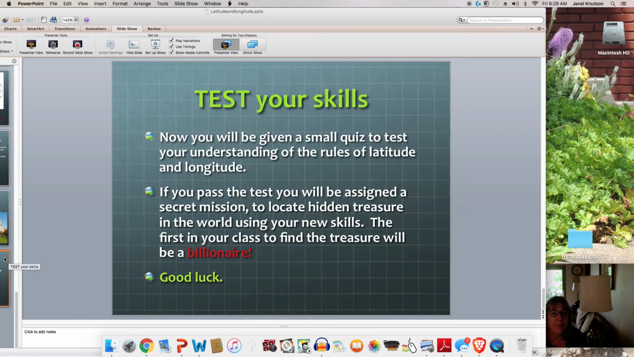Okay, so we're going to stop right there because we're not doing the test today. So I hope you learned a little bit about geography, and you can always watch us again to learn more about latitude and longitude.